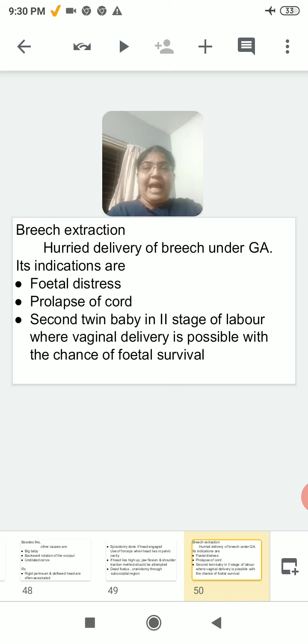Another method besides the assisted breech delivery is the breech extraction. It is the hurried delivery of the breech under general anesthesia. Its indications are fetal distress, prolapse of cord, and the second twin baby in the second stage of labor, where vaginal delivery is possible with a chance of fetal survival. So at that time, you can go for the breech extraction. These are the indications for breech extraction. This is the whole plan of management during the second stage of labor.